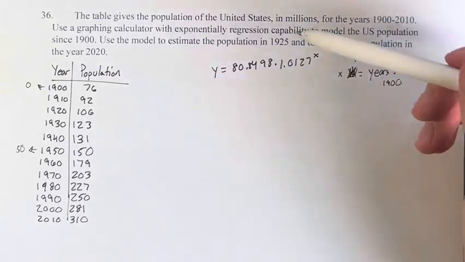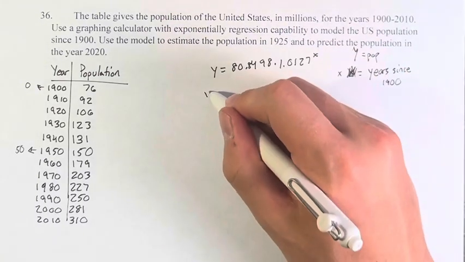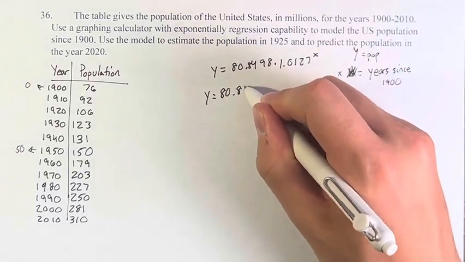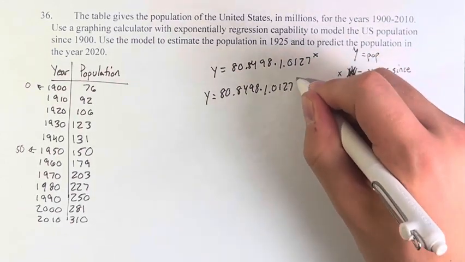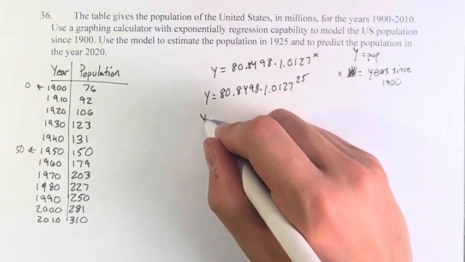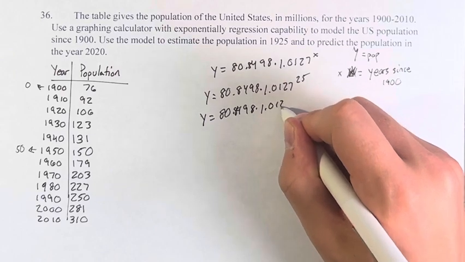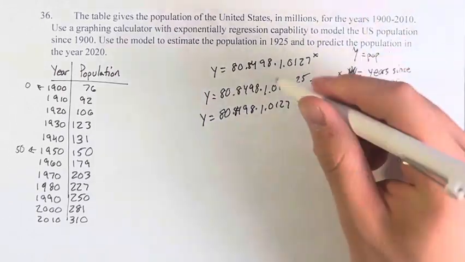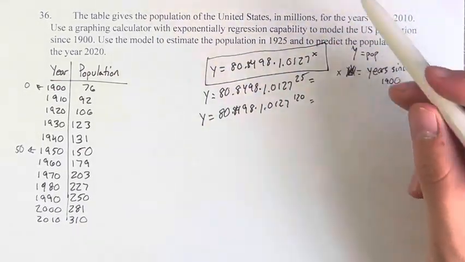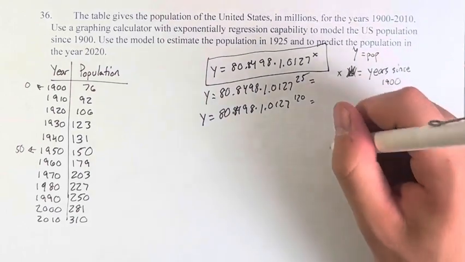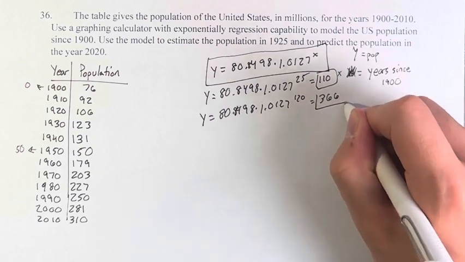And what we have to do is say, okay, 1925 and 2020. Those are 25 years and 120 years. So we plug in 25 for x, and 120 for this one. And these values are the estimation of this equation for the population in those years. And rounding to the nearest person, we get 110 people and 366.